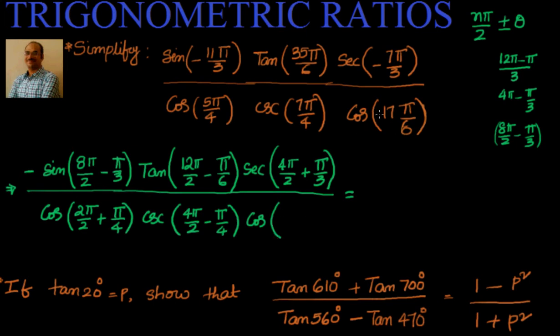I want to write it as 18 minus 1, 17. 18 by 6 is 3. So I will write it as 6 pi by 2, 3 pi minus pi by 6. You can see now we have written these in the format of n pi by 2 plus or minus theta, so that the theta values are known to us.